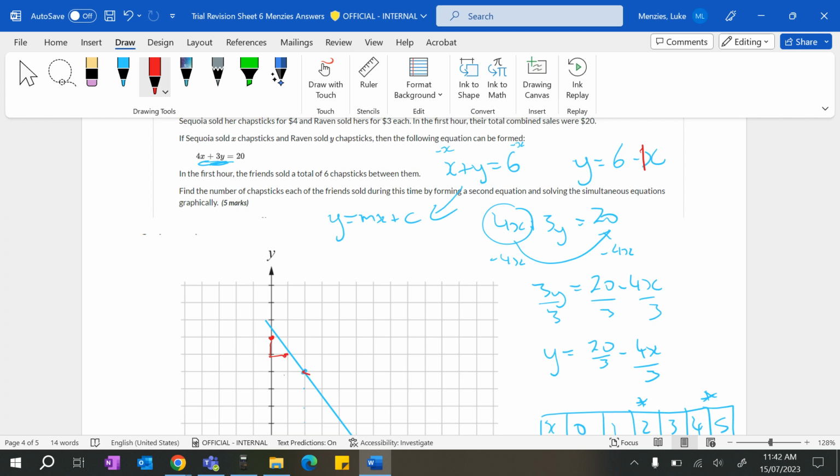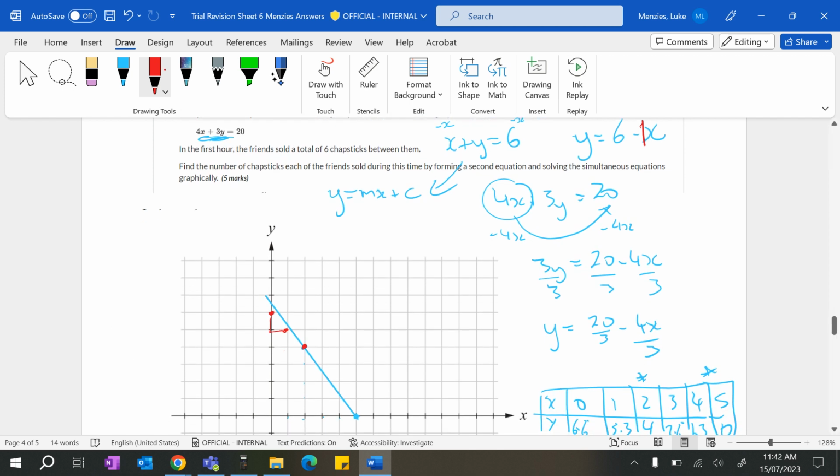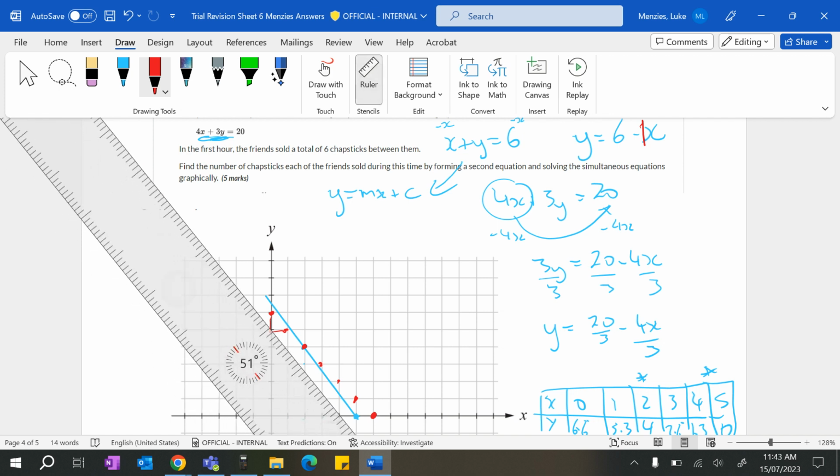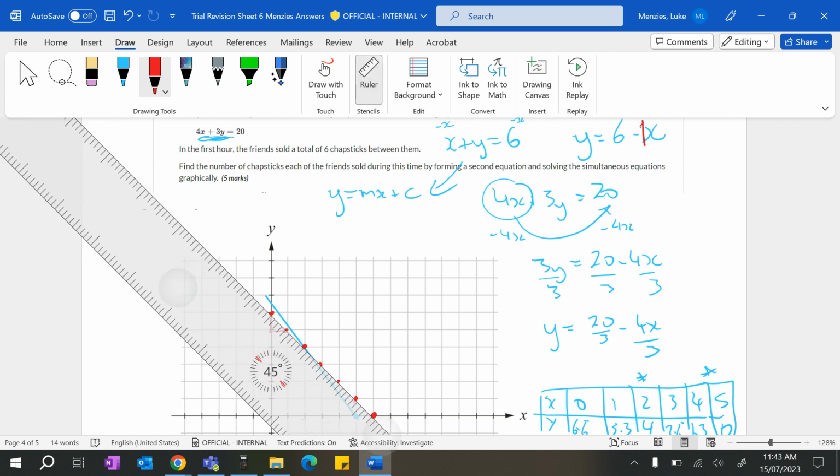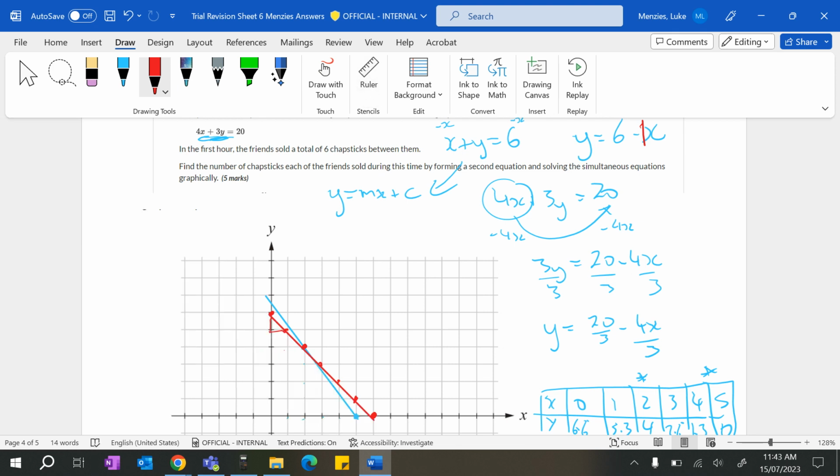Down 1 across 1, it's going to be there. Down 1 across 1, it's going to be there. Down 1 across 1, it should be there. Again, we'll use a ruler. Okay, and we can see, even though I've drawn it really badly, that is where they crossed over.